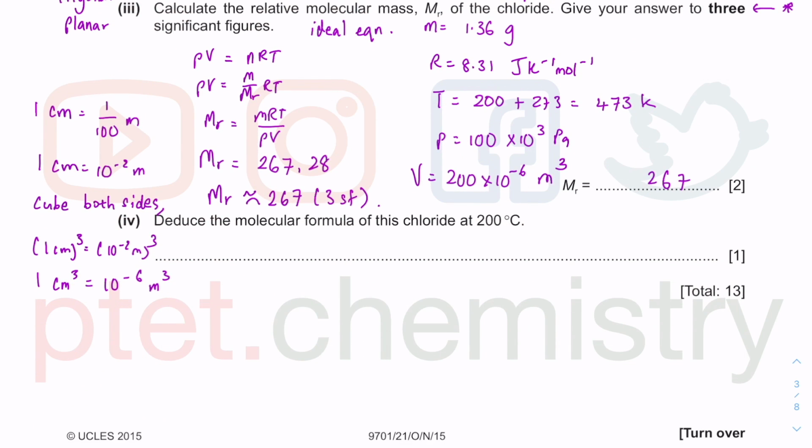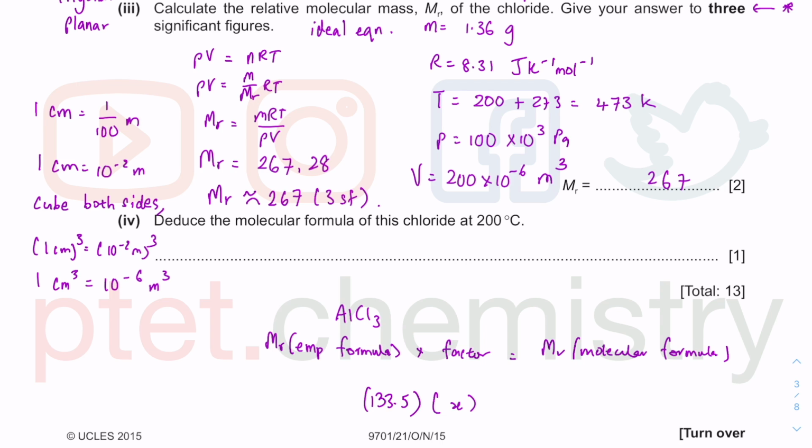To get the molecular formula, we know the Mr of the empirical formula multiplied by a certain factor will give us the Mr of the molecular formula. So our empirical formula just now was AlCl3. If you go to the data booklet, your periodic table, 27.0 plus 35.5 times 3, I get 133.5 times a factor, let's say x, equal to 267. So that looks like it's a multiple of 2.